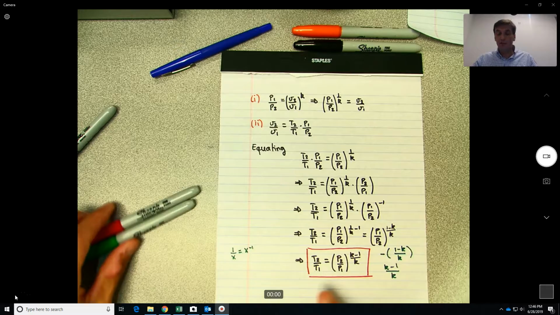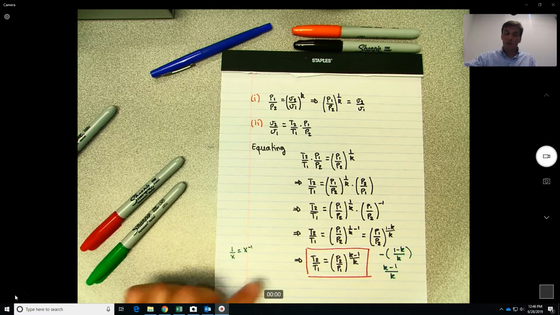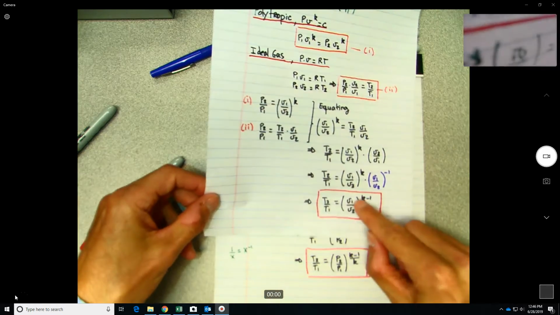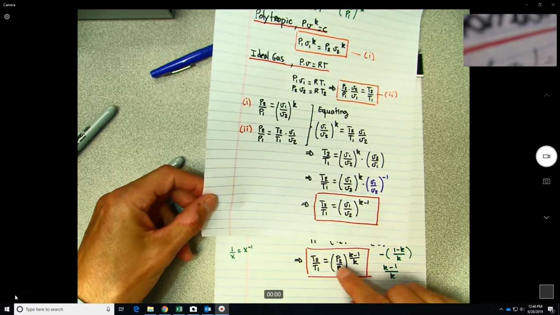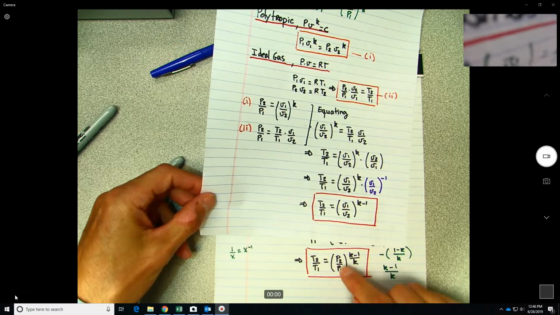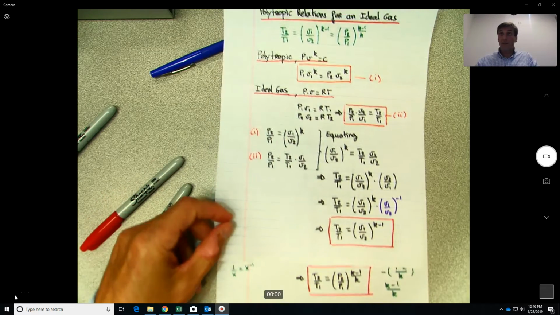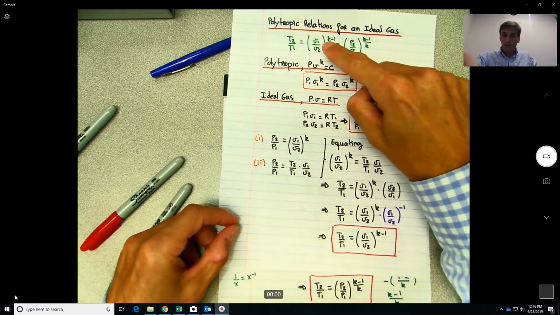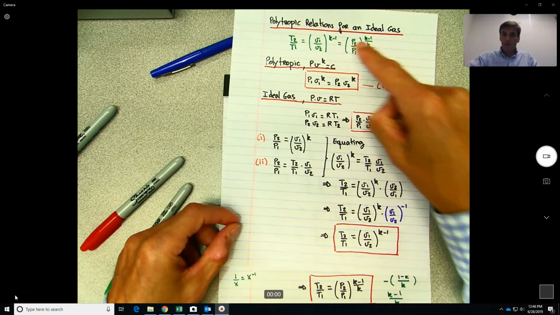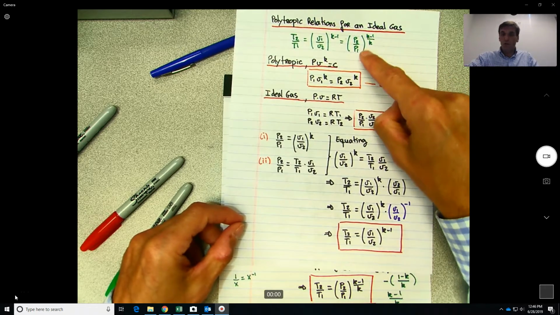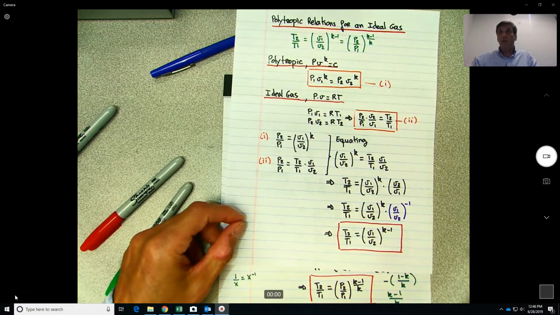So at the end, since T2 over T1 is equal to V1 over V2 to the K minus 1, and T2 over T1 is equal to P2 over P1 to the K minus 1 over K, we can say that we have proved that V1 over V2 to the K minus 1 will also be equal to P2 over P1 to the K minus 1 over K.